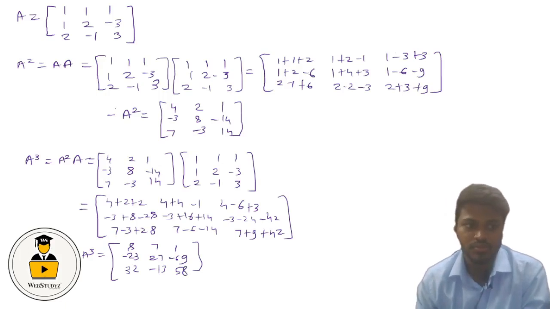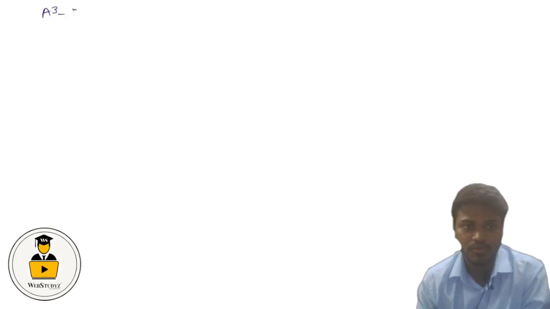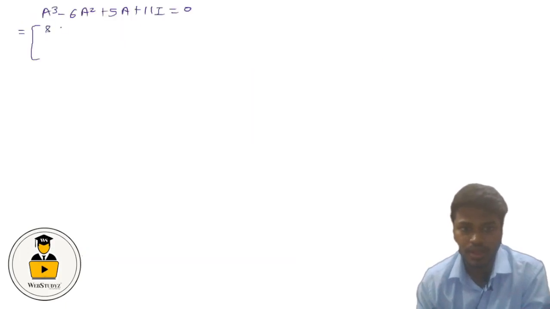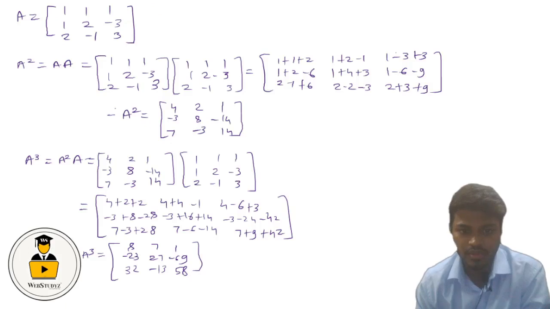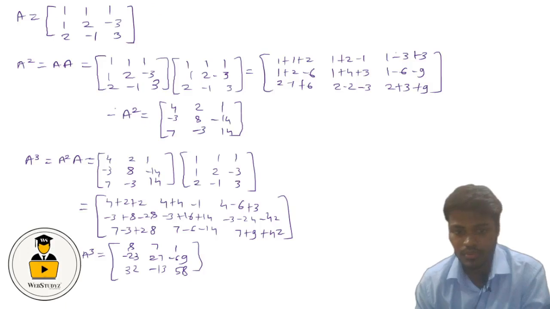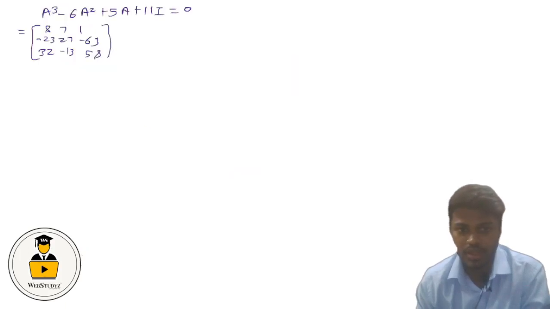Now the equation that we need to prove is A cube minus 6A square plus 5A plus 11I equal to 0. So we will substitute the values of A cube here. A cube is [8, 7, 1; -23, 27, -69; 32, -13, 58]. This is our A cube.